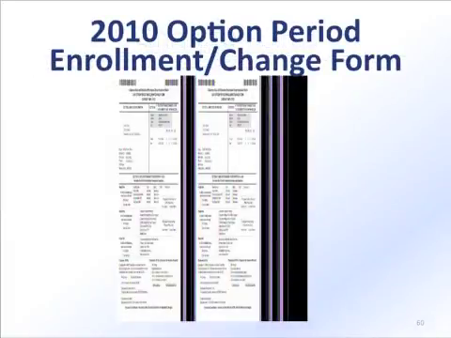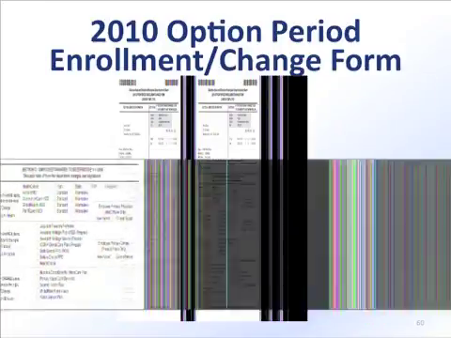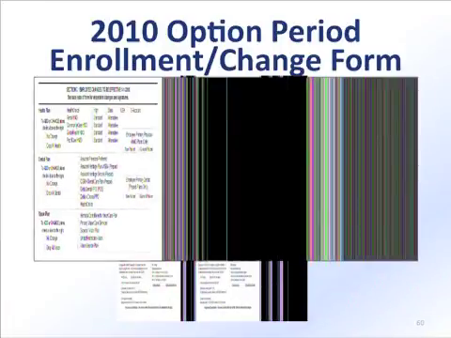2010 Option Period Enrollment Change Form. A personalized option period enrollment change form will be provided to you if you were enrolled with OCGIB prior to October 2009. Carefully review your current coverage information, which can be found in Section B of your option period enrollment change form. Clearly mark any changes you wish to make for the new plan year beginning January 1st, 2010.